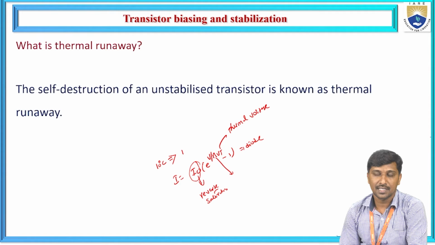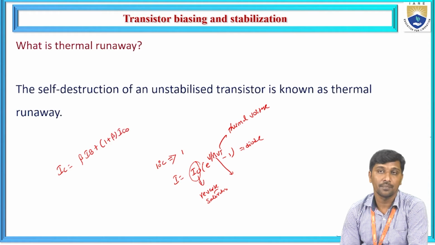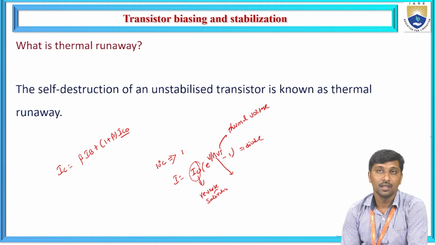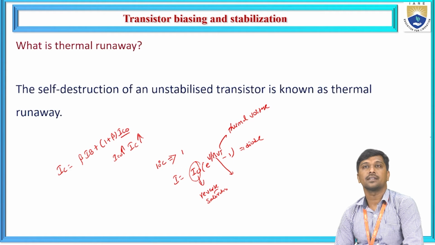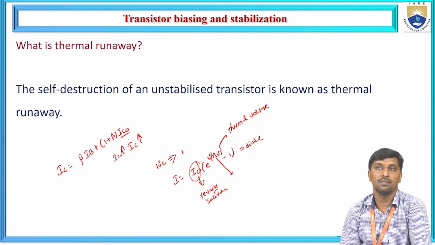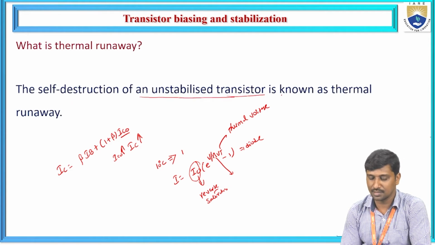In the case of a transistor, we know that IC = βIB + (1 + β)IC0. Here also, IC0 indicates the reverse saturation current. So when temperature rises, the reverse saturation current also changes. If the reverse saturation current increases in a transistor, it automatically changes the collector current. Due to this, it destabilizes the Q point, meaning the Q point will change. The self-destruction of an unbiased, unstabilized transistor is known as thermal runaway.